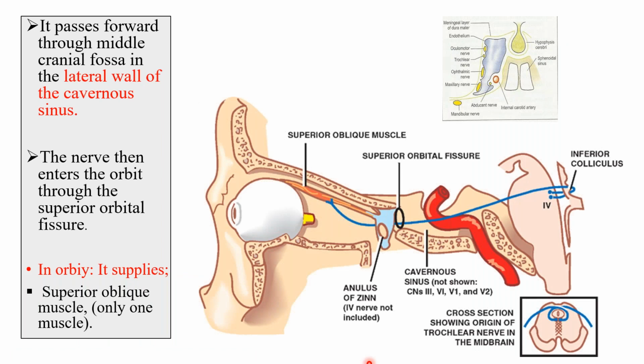Once it has come out from the level of the brainstem, this shows the course of the trochlear nerve. It reaches the cavernous sinus area, and in the region of the cavernous sinus, it passes through the lateral wall, same as the oculomotor, but below the oculomotor. From the cavernous sinus, it reaches the superior orbital fissure, and from the superior orbital fissure, it enters into the orbit and supplies only one muscle. It is motor to superior oblique.